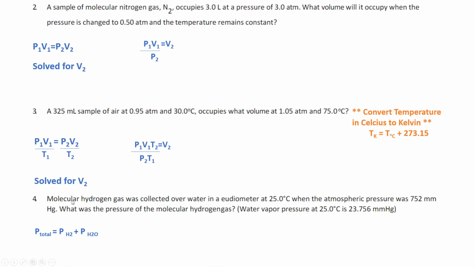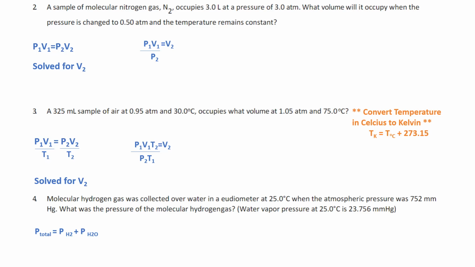And then the last question says, molecular hydrogen gas was collected over water in a eudiometer at 25 degrees Celsius when the atmospheric pressure was read as 752 millimeters of mercury. What was the pressure of molecular hydrogen gas?